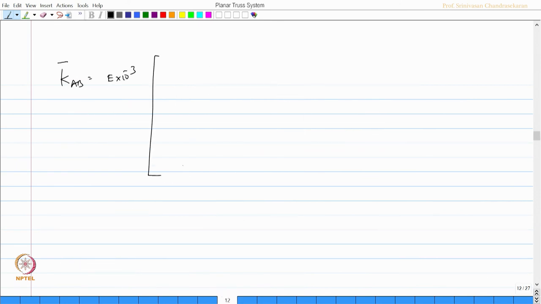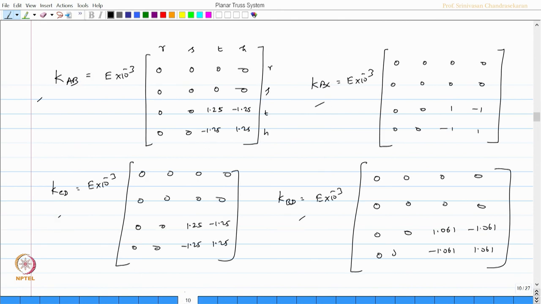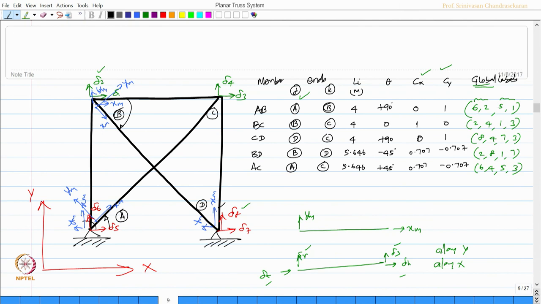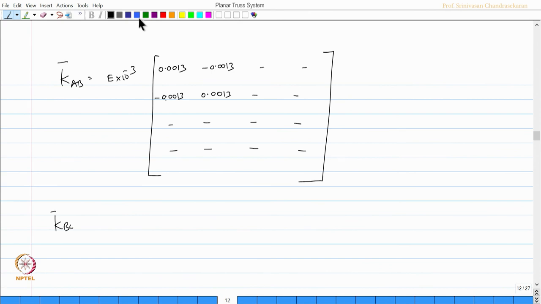KAB will be given by 0.0013, minus 0.00100, that is K bar AB. Let us find KBC. Now, let us mark the degrees of freedom labels here. We already know KAB has degrees of freedom 6, 2, 5, 1. So, let us mark the labels here, because we need these labels, 6, 2, 5, 1, to assemble the stiffness matrix later.